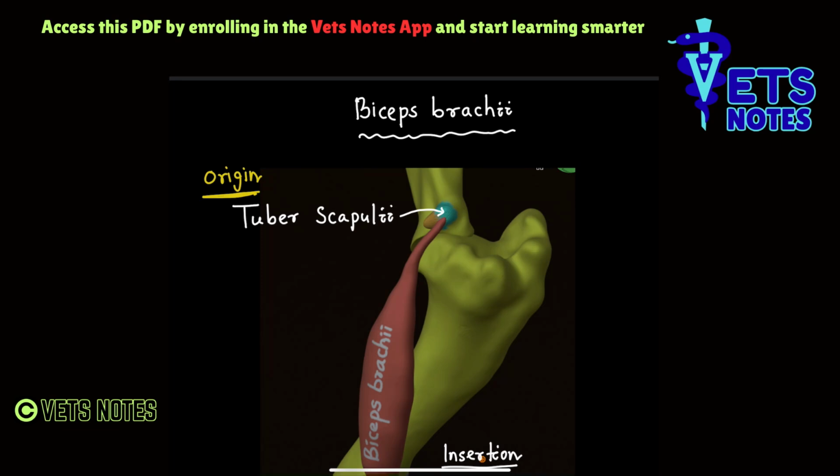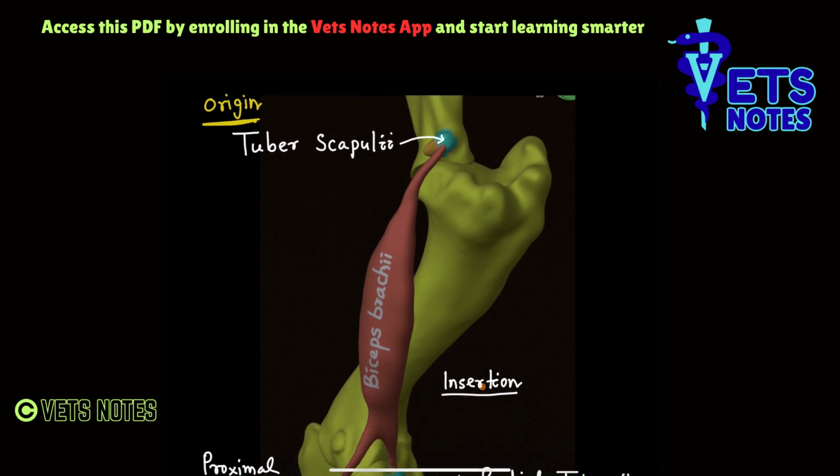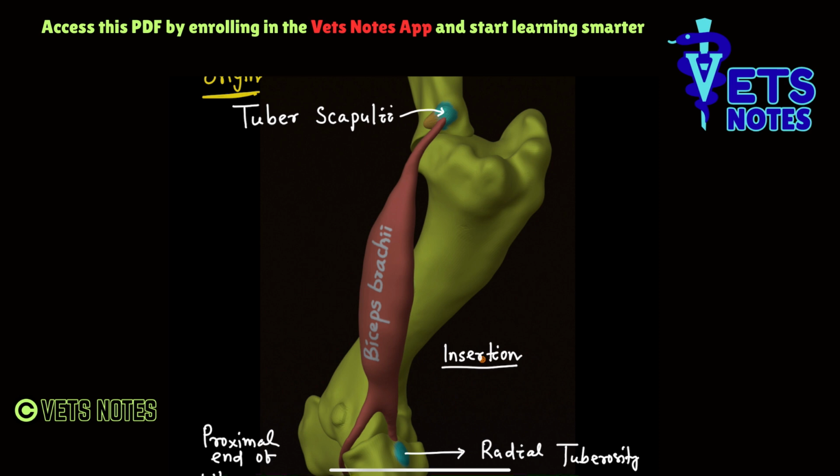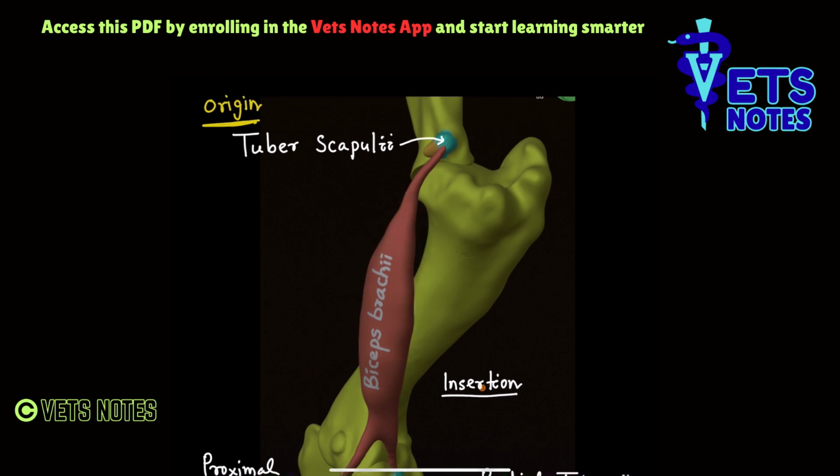In this lecture video, we will discuss muscles of the arm region. So first, we will discuss Biceps Brachii muscle. You can see this muscle is the Biceps Brachii muscle. This muscle is somewhat spindle-shaped. Okay, Biceps Brachii muscle. So what is the origin?